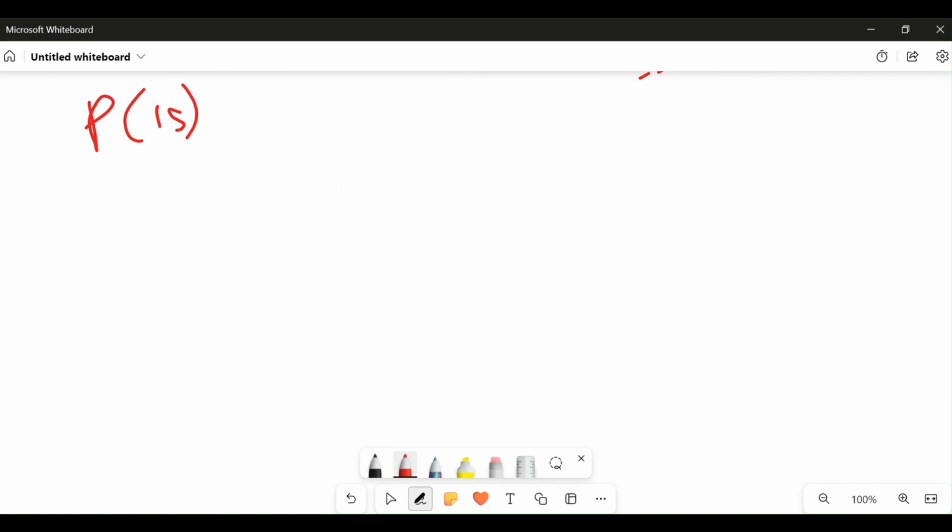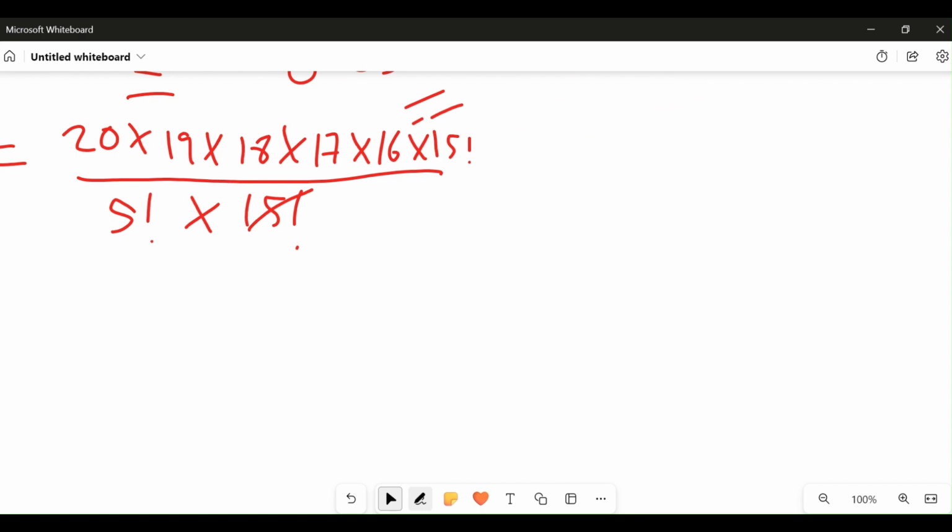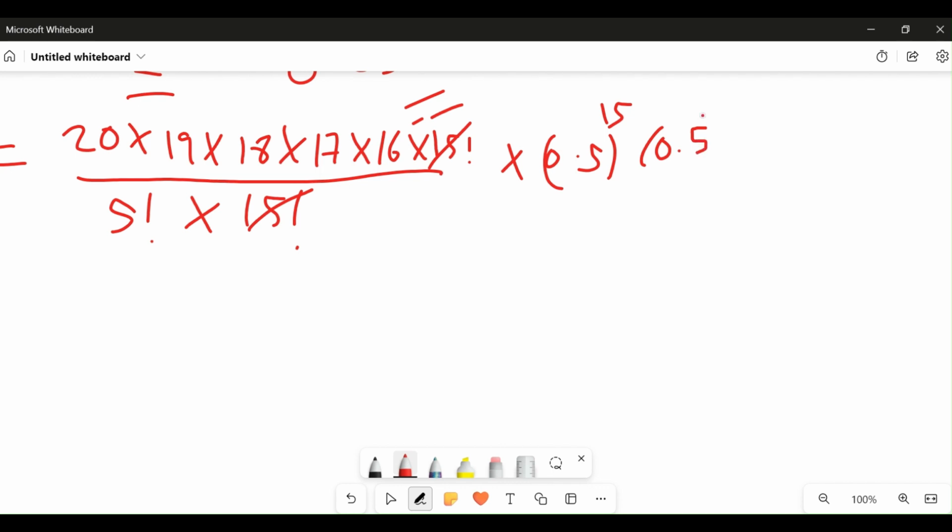P of 15 will be 20 times 19 times 18 times 17 times 16 times 15 factorial, all divided by 20 minus 15, that will be 5 factorial times 15 factorial. 15 factorial cancels 15 factorial. We have here 0.5 raised to power 15, and here 0.5 raised to power 5.